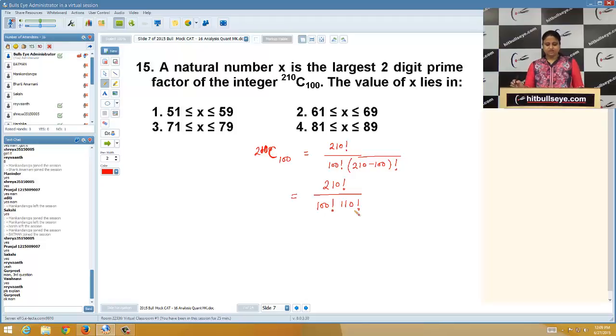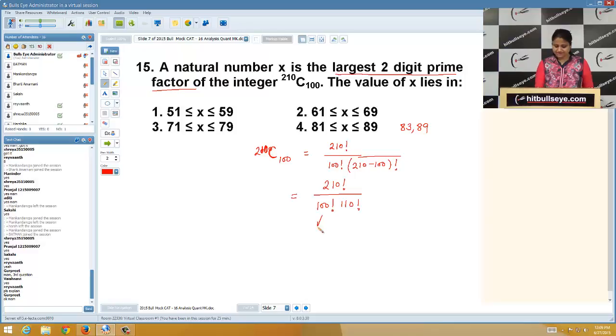Now see, we want a natural number x that is the largest two-digit prime factor of this expression. We need the largest two-digit prime factor. We can go by options here. Since we are talking about the largest factor, I'll take the largest range, that is the fourth option. From 81 to 89, how many primes are there? There are 83 and 89.